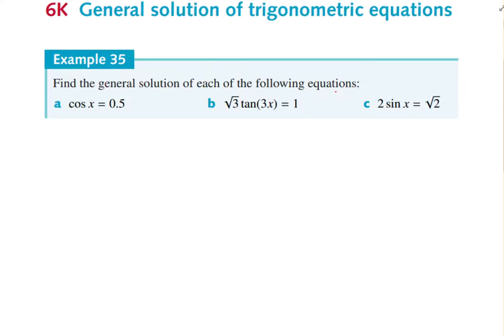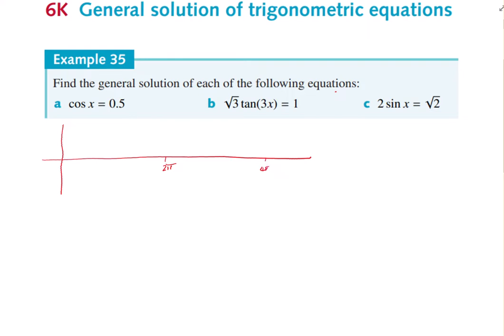Hello. So general solutions for trig equations. Find the general solution for each of the following. Well, general solutions are like the list of all the solutions. So if we had a cos graph, for example, and I just sort of drew in that cos graph, normally the period's 2 pi, but we know it goes on forever and ever.